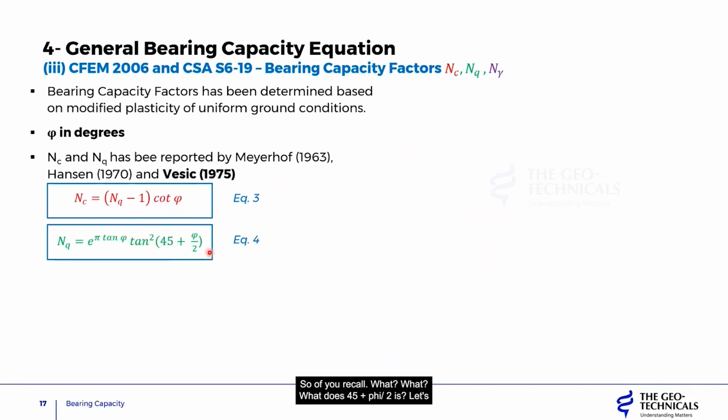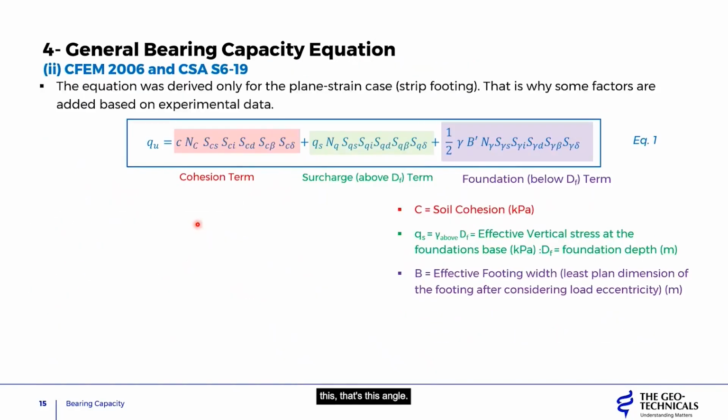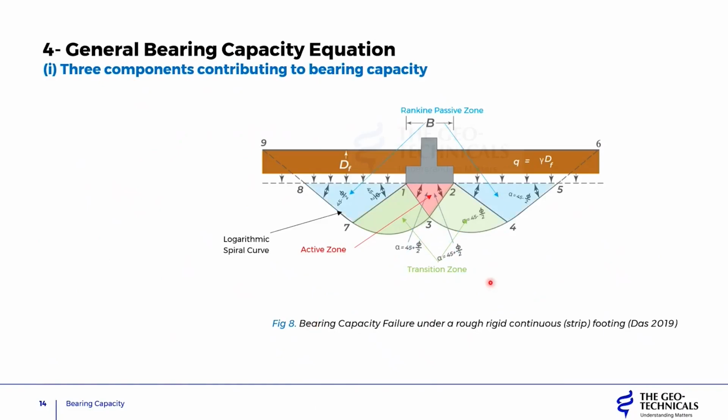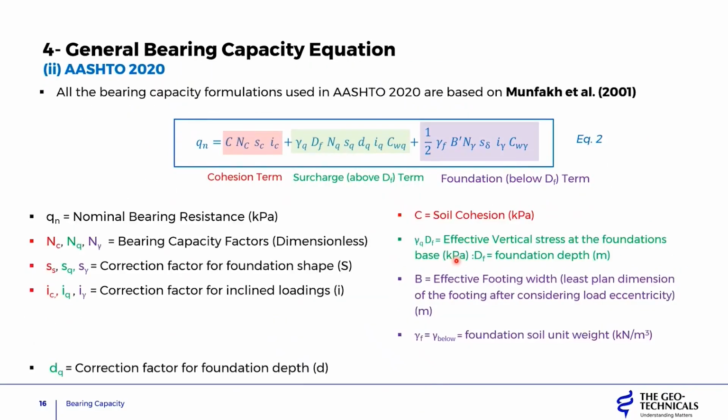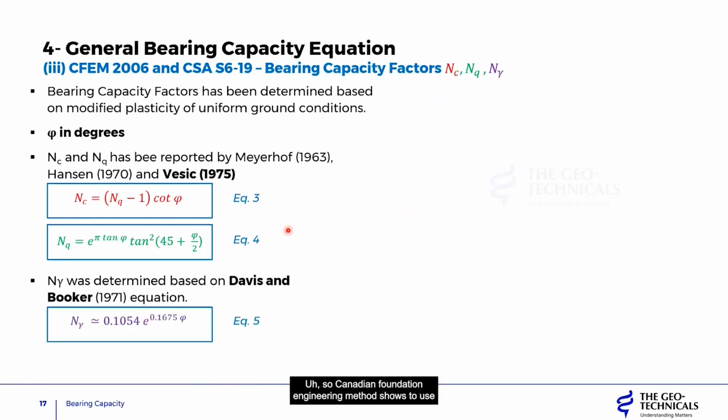So Nq is e to the power pi tan phi, times tan squared of (45 plus phi over 2). If you recall what 45 plus phi over 2 is, let's go back to the first slide just to show you. That's this angle, 45 plus phi over 2. So tan of this angle, which is tan alpha, let's say it is 45 plus phi over 2. Nice. So now we know Nc and Nq. Again, if you know phi, you go to either a table or you just substitute in this equation, and you will get Nc and Nq. Very straightforward.